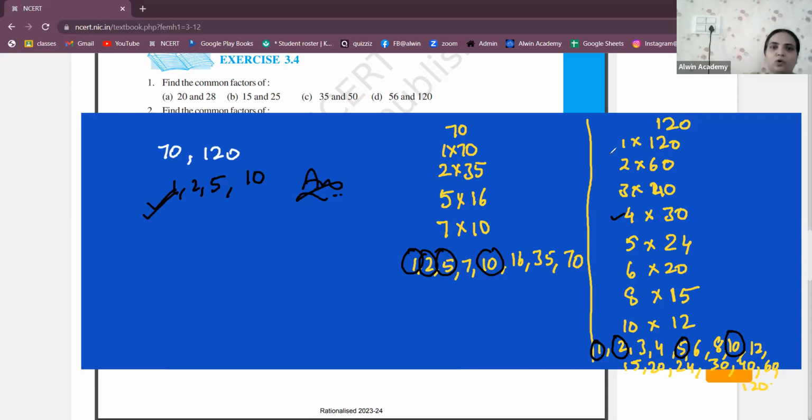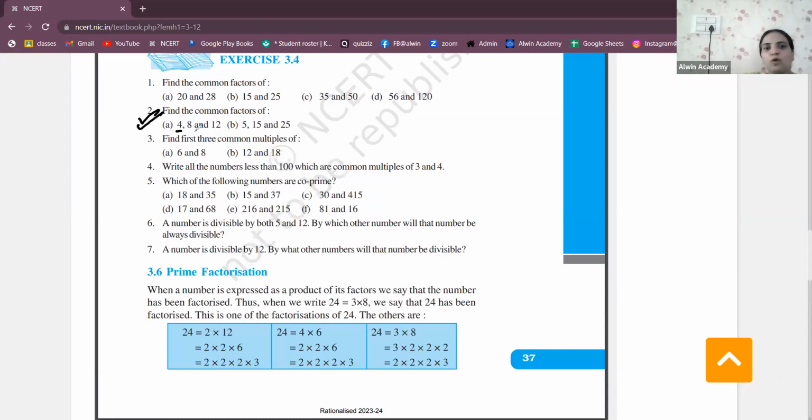Good. Okay. Now let's do this. Question number 2, common factors of 4, 8 and 12. So the factors of 4 are 1, 4s are 4. Then 2, 2s are 4. Then any other factor? No. Right? 1, 2 and 4. So how do I write? 1, 2 and 4.